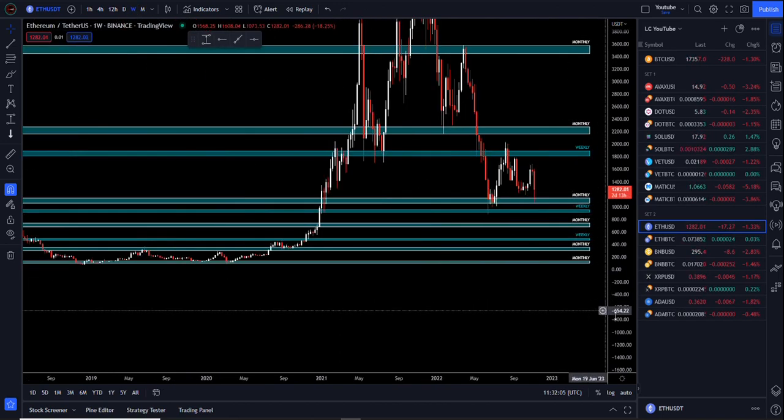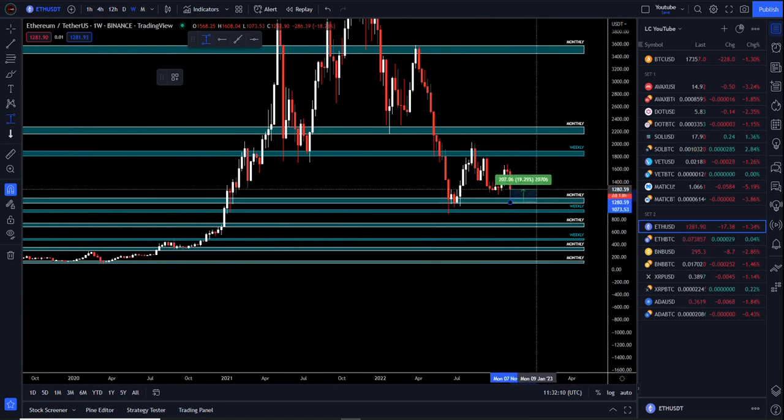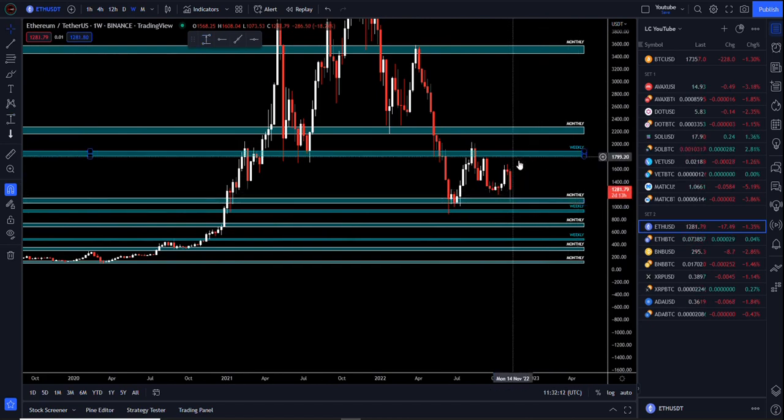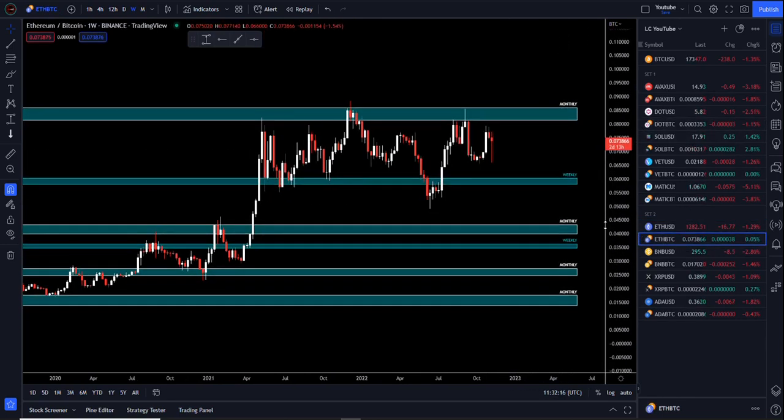Nice little bounce. Again, if you've managed to profit from that, cash some in. 20% move there, so definitely a bit of a no-brainer. Take some profit. ETH BTC, nothing really doing. It's been very range bound for a long time now, so no real action on there.